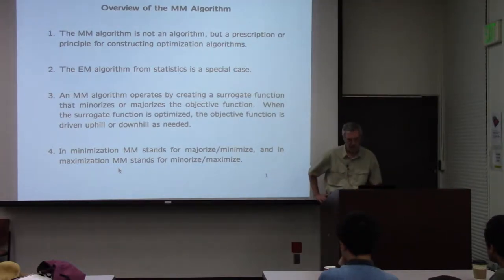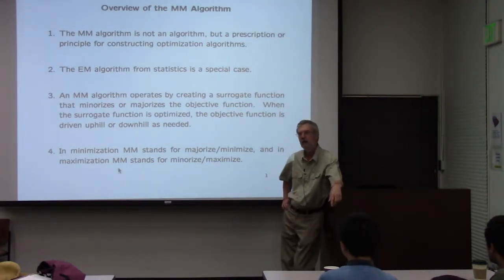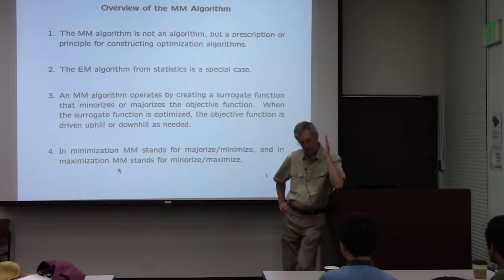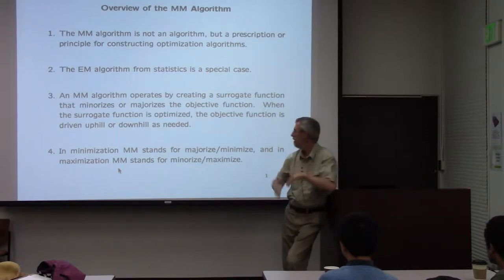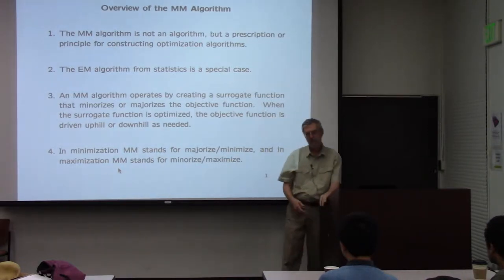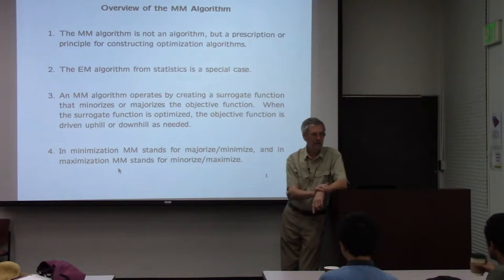So how does MM work? Well, it starts by creating a surrogate function that's simpler than the objective function. And the surrogate function has to satisfy two properties. One property is tangency. So you think of iterating towards a solution, towards the maximum of a function, and you're at your current point. The tangency requirement is the surrogate is touching the objective at the current iterate. There's also a domination requirement, which is called majorization, and that means the surrogate function lies above, is always greater than or equal to the objective function.